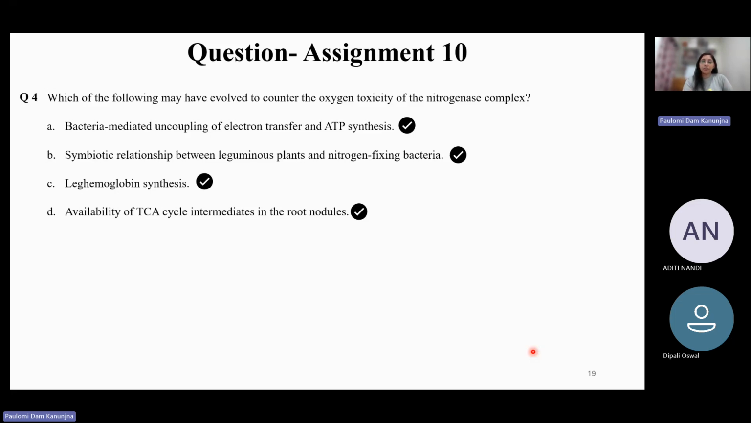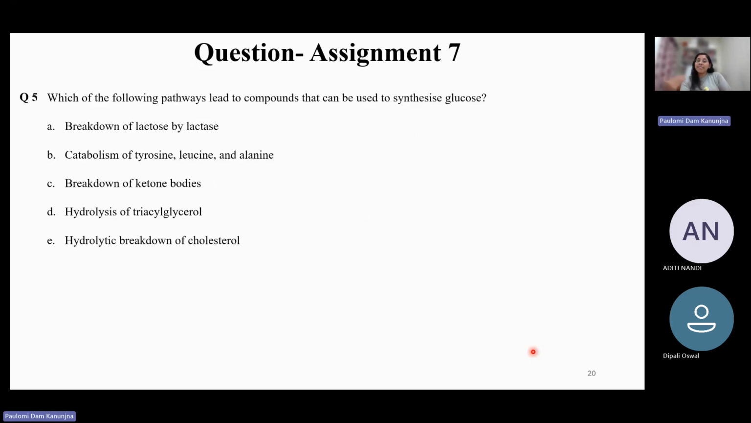Okay, the next one. Which of these pathways lead to compounds that can be used to synthesize glucose? So remember the glucose pathway, what are you using for synthesizing? And remember, what are you doing here? What do these pathways lead to?